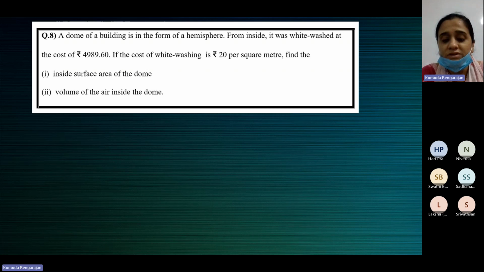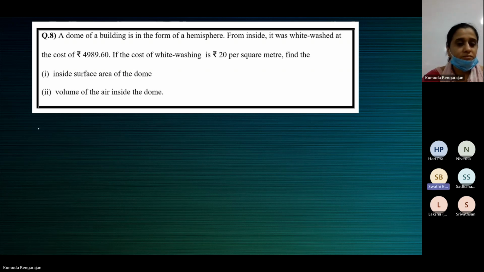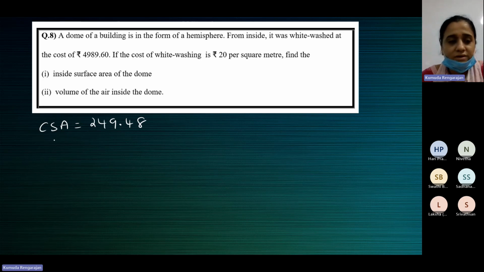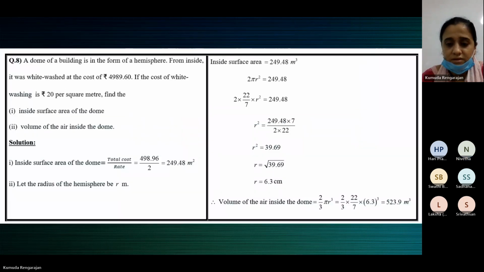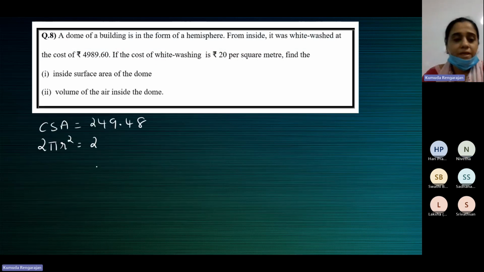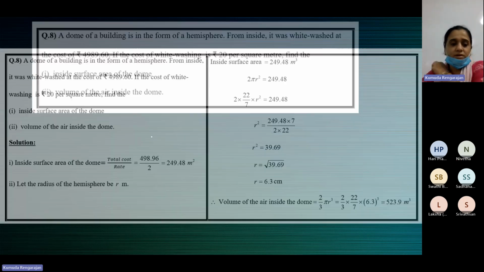Next, volume. So you should work that to find the radius. You found the radius also, Swati? Yeah, go ahead. 6.3 meter? Niveda, 6.3. Okay. Yeah, 6.3, correct. So 249.48. I'll show you the working here.